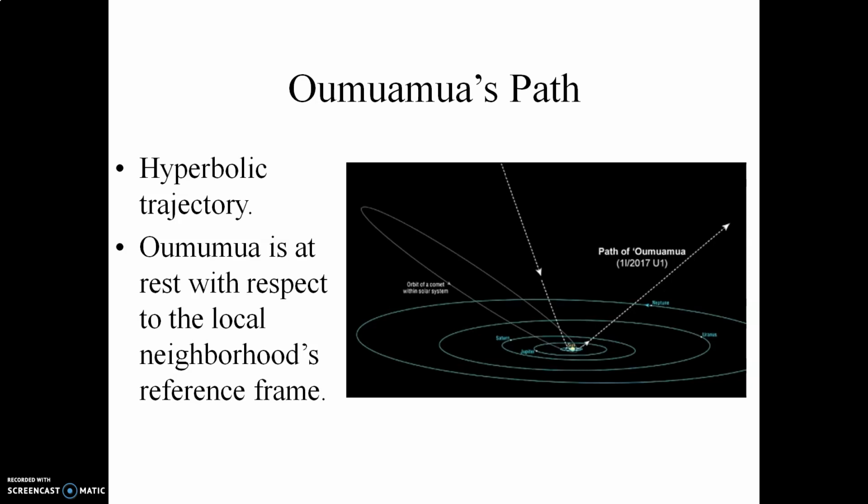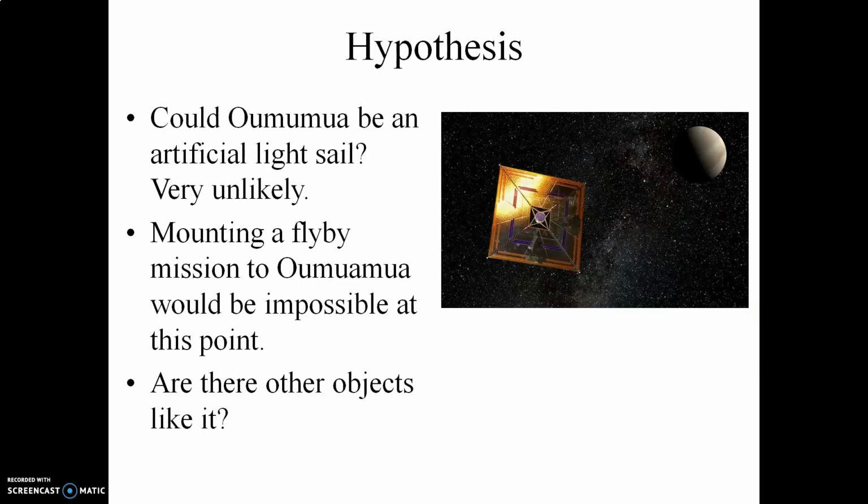So exactly what is it? Well, it's been hypothesized that Oumuamua may actually be an artificial light sail. It's obviously very unlikely that it is, but it is a possibility. We'll probably never know the answer to this question as to exactly what this object was, because by this point, Oumuamua, on its way out of the solar system, is moving too quickly for us to be able to reasonably catch up with it with some sort of flyby mission. It would be more or less impossible to do that at this point.